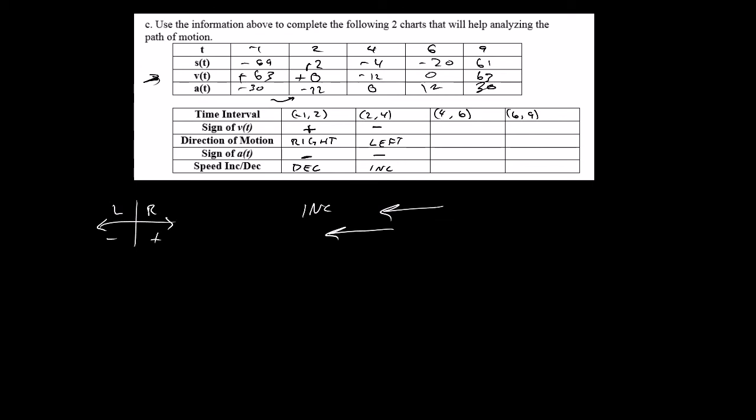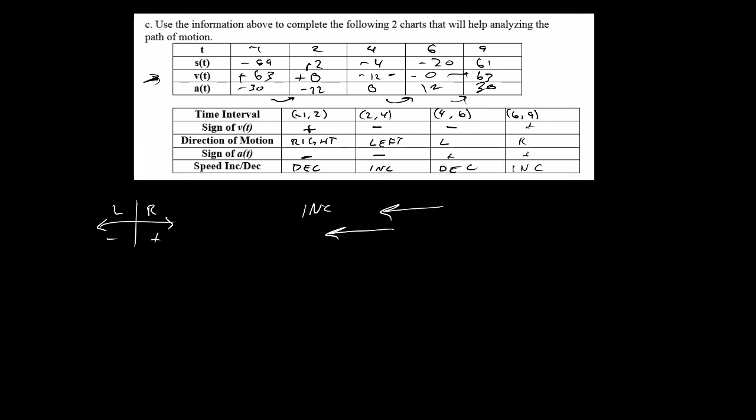So now if I come over to 4 to 6, I look up at my chart, I notice that this is a negative and it goes to 0, so I have negative velocity. My acceleration is positive. If I'm negative, then I'm going to the left. If I'm negative and positive, then I'm going to be decreasing my speed. How about 6 to 9? We have from 0 to 63, that's going to be positive. Acceleration is going to be positive. And if they're both the same, then I'm going to be increasing. So fill that out there.